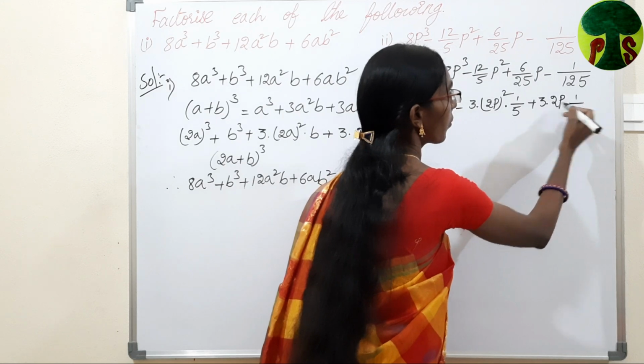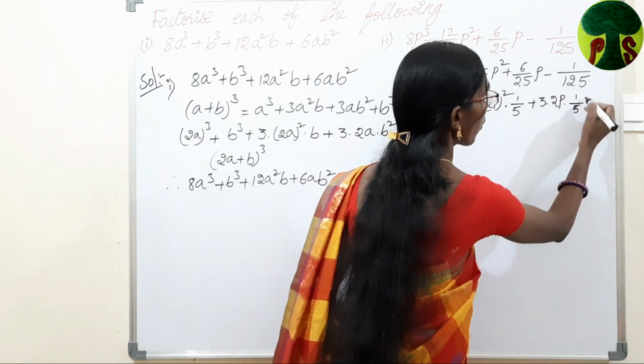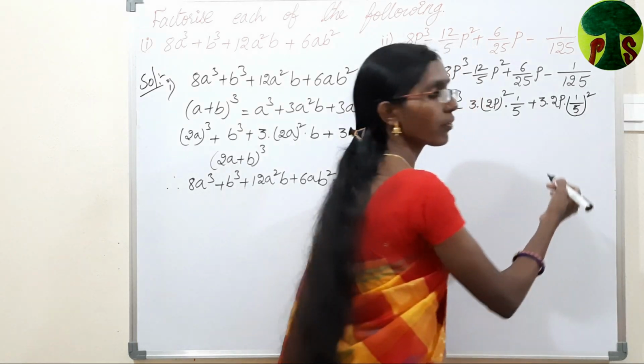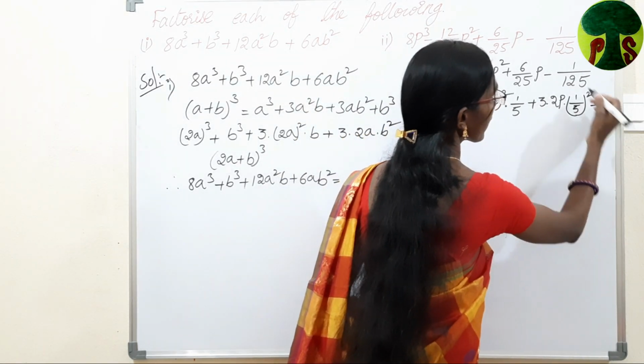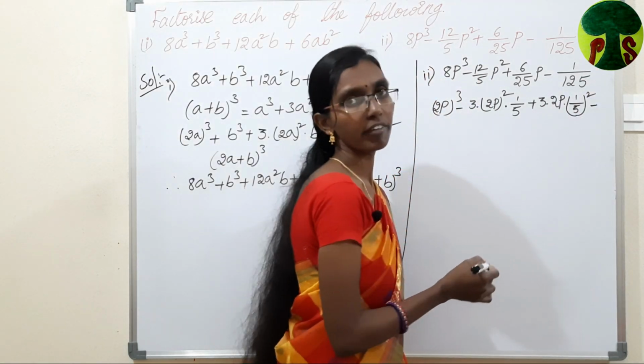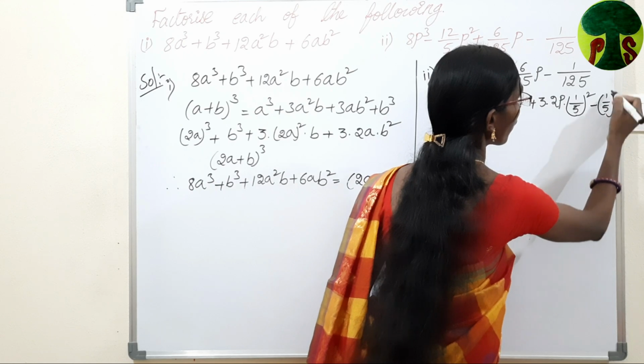into 1 by 25, I am writing 1 by 25 as (1 by 5) whole square. (1 by 5) whole square is nothing but 1 by 25, minus 1 by 125. We can express this as (1 by 5) whole cube.